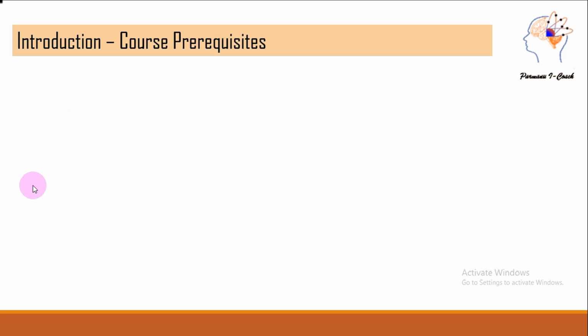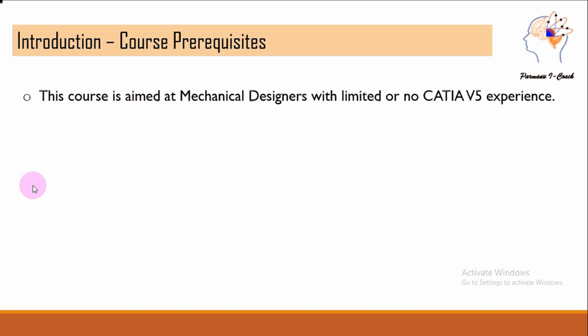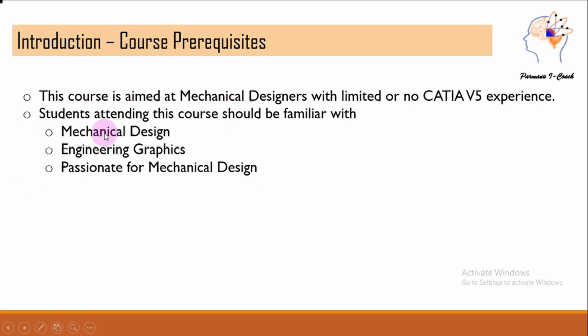Now we will see the course prerequisites. This course is mainly aimed at mechanical designers with limited or no CATIA V5 experience. So students attending this course should be familiar with some mechanical design concepts, concepts in engineering graphics and machine design. Then they should be passionate about mechanical design. Those are the prerequisites for this course.